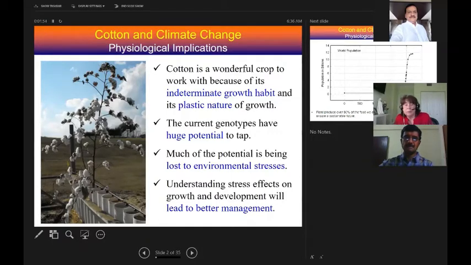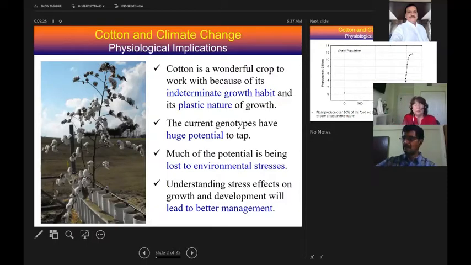Cotton is one of the wonderful crops among all the 20 species that I have been working on. Physiologically, it has an indeterminate growth habit, which makes a lot of difference, and it's very plastic in its growth habit. So it responds to the environment and to the resources. It also puts some challenges to understanding the whole plant physiology to a certain extent.